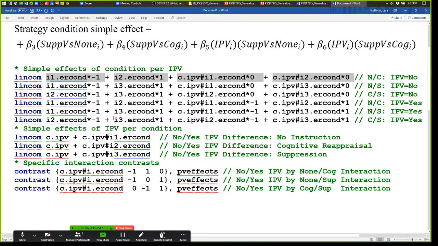In contrast, if I look at this line, this starts the same way. It starts with the difference between group 1 and group 2, but now I want it when IPV equals 1. So I take that pattern of coefficients for the group differences, the -1 and the 1, I multiply it by IPV 1, and the interaction terms turn on.